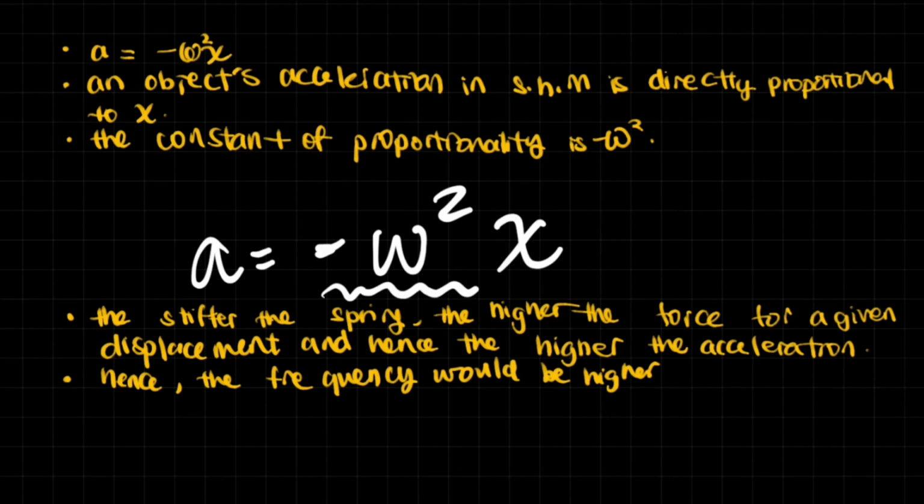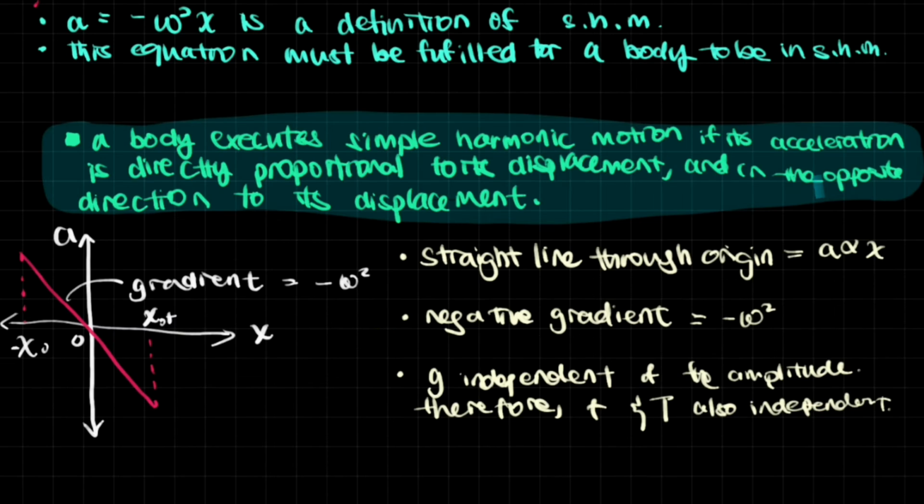If you want a detailed explanation of why that is, you can go and check out my video on it again. The stiffer the spring, the higher the force for a given displacement. And I think that's pretty self-explanatory. It requires more force to be extended, and therefore it will contract with higher force for a given displacement. And hence the higher the acceleration, hence the frequency would be higher for a stiffer spring.